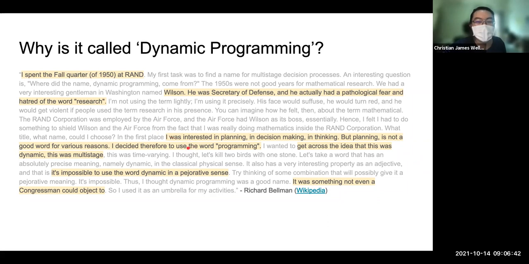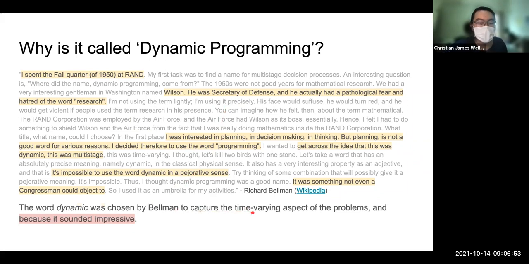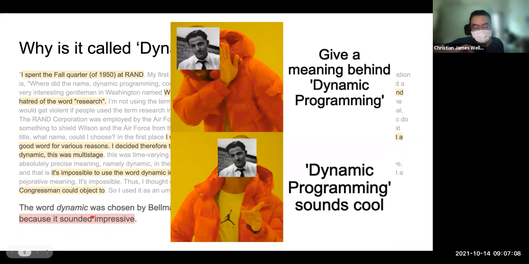But anyway, I think he was trying to come up with this technique while trying to satisfy the Secretary of Defense's hatred for the word research. Well, he said it's to capture the time-varying aspect of the problem, which TBH, I still find it hard to see what he actually means, but nevertheless, apparently he also called it dynamic programming because it sounded impressive. So basically he thought it was cool. Okay, so at least that's how the story goes. So don't think too much about the meaning of dynamic programming. Sometimes I still wonder how to map it to what you are actually doing in dynamic programming. But never mind. So this is just trivia.